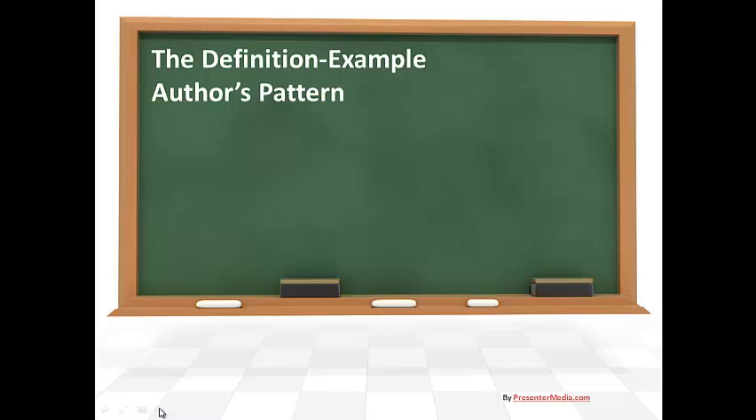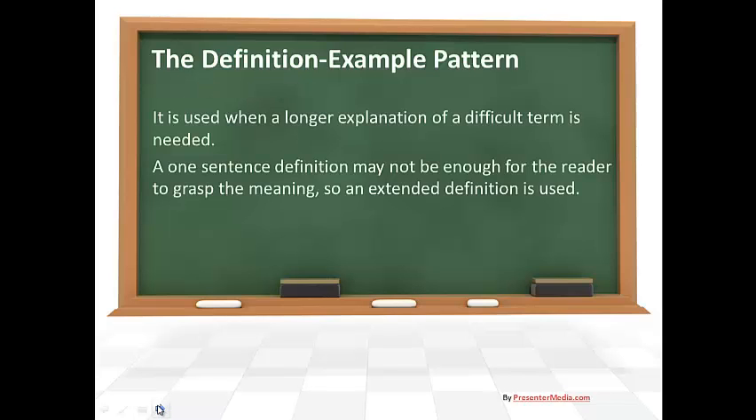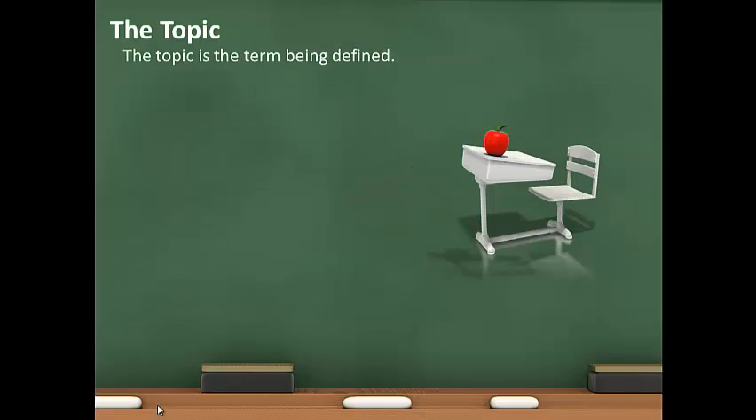The definition example author's pattern. Definition example patterns are used when it's necessary to have a longer explanation for defining a term. Very often one sentence may not be enough when you have a very complex term, and so in order to understand it well, authors will write a much longer writing, and usually they'll include examples as well with the definition to help the reader to understand the meaning.